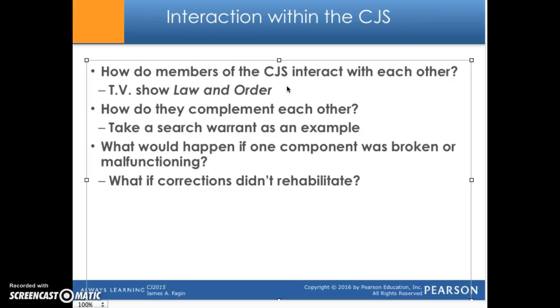The police will arrest him for a crime, the DA will review the case, file charges, he goes back to court, he gets convicted, he goes back to prison. So we're creating this cycle. So that might be an example of where one member of the criminal justice system is broken or malfunctioning, all right? So as you look at these prompts in your discussion board, keep these things in mind and try to come up with other situations or illustrations that might help demonstrate whether or not the criminal justice system interacts with each other, an example of that, or how they complement each other, or what might happen if one element were to be broken or malfunctioning.